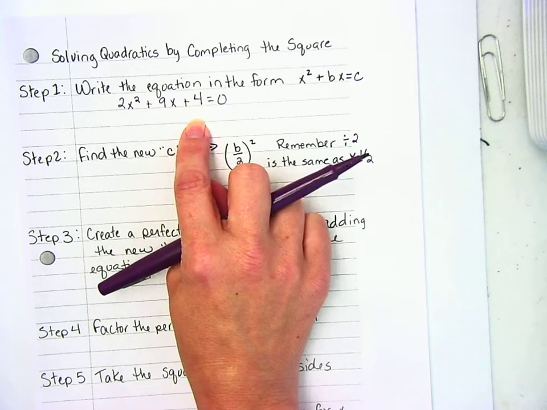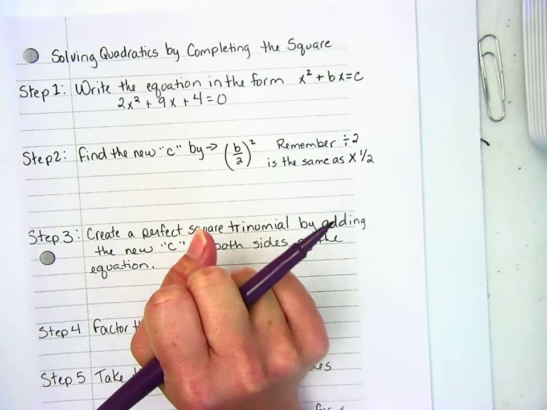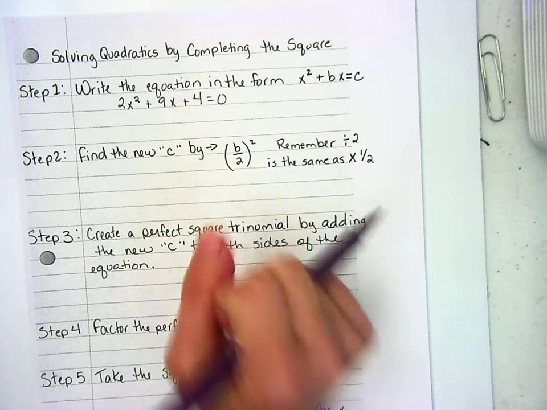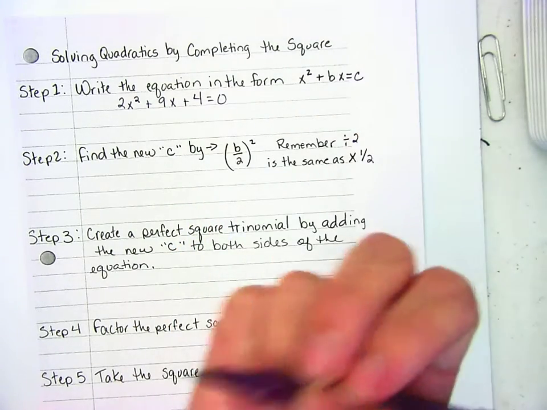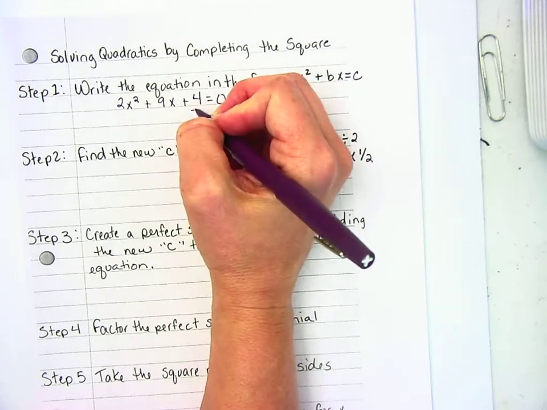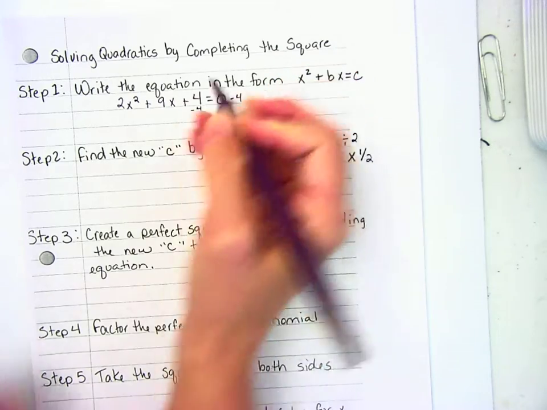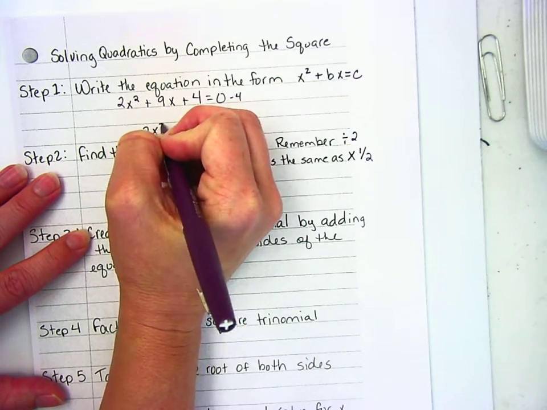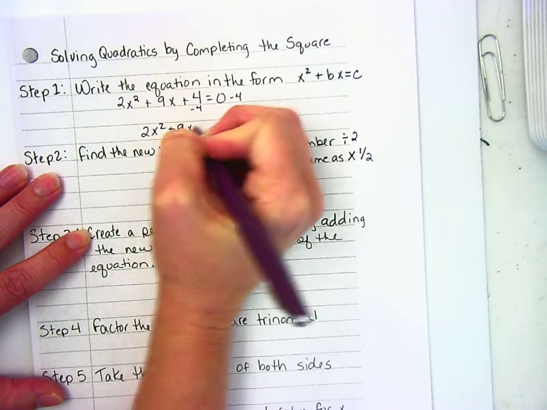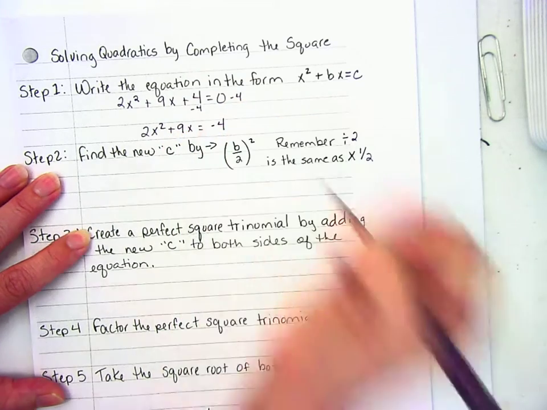What do I need to move first in this problem? What's going to need to be moved, William? 4. Okay, by doing what to it? Subtracting it. Okay, so I'm going to make minus 4 minus 4. That gives me 2x squared plus 9x equals negative 4.